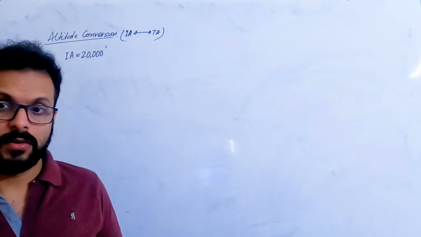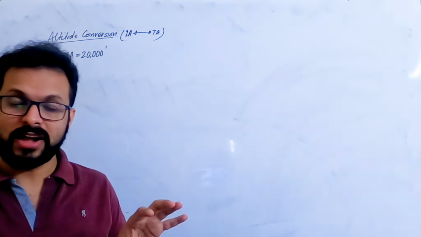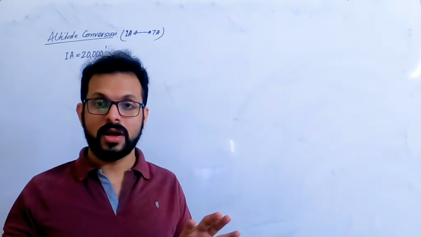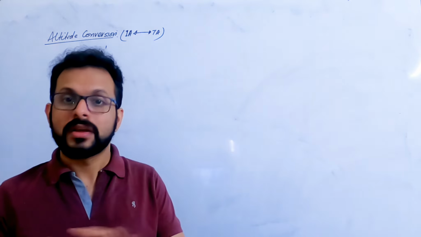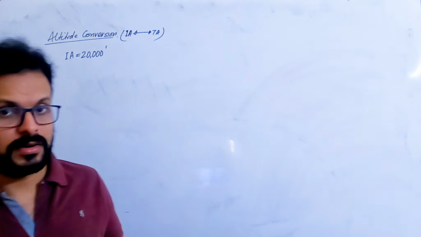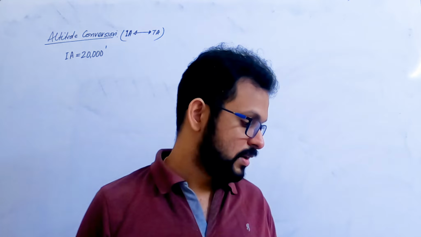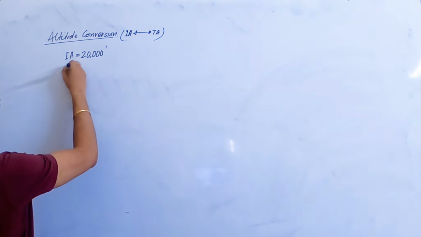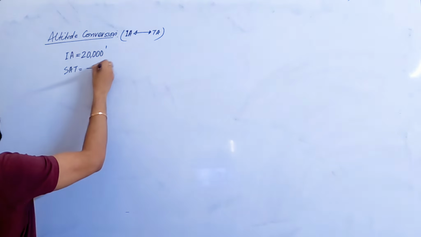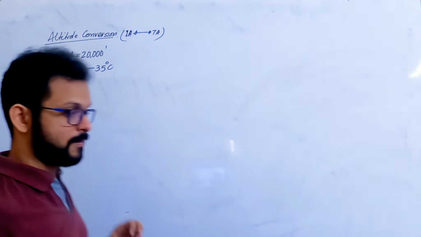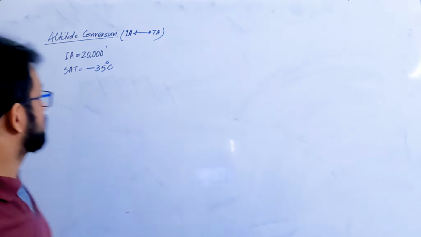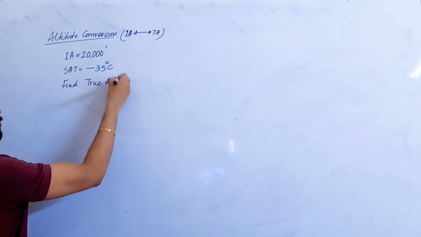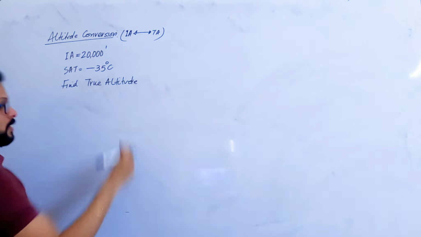But that is fine. Whatever I see, if I can relate it to the actual one, like if I need 2 and I'm seeing 10, if I need 4, I should be seeing 12. If that relation is there, then that's fine. So that is how we work, right? Yes. So indicated altitude is 20,000 feet. Static air temperature is minus 35 degrees Celsius. Find true altitude.